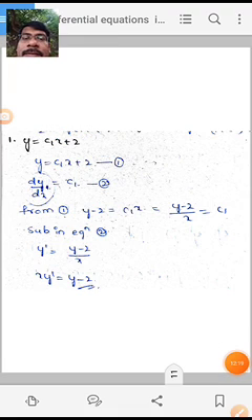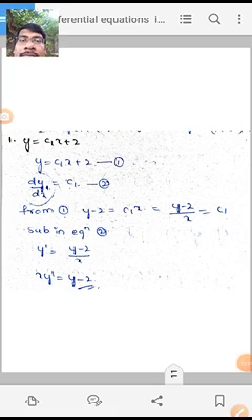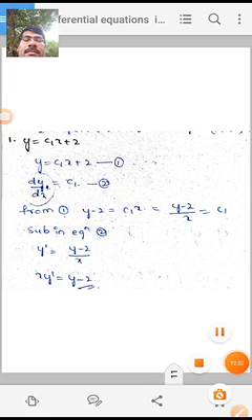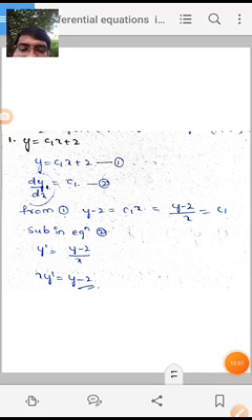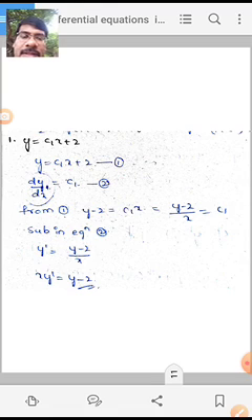Y is equal to c1 x plus 2. Here only one arbitrary constant is there, so differentiating on both sides with respect to x, dy by dx is equal to... y dash is equal to y minus 2 by x. x y dash is equal to y minus 2.